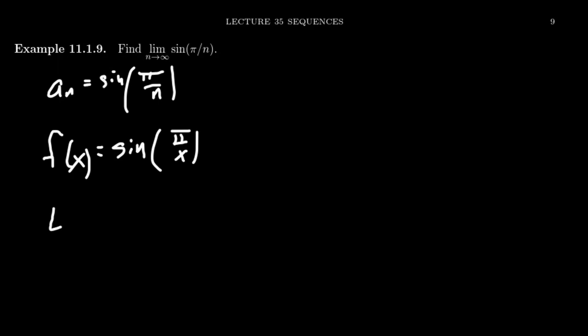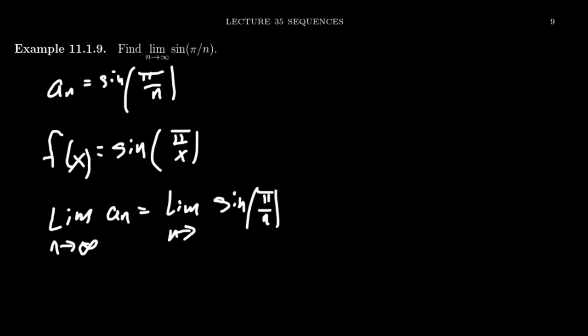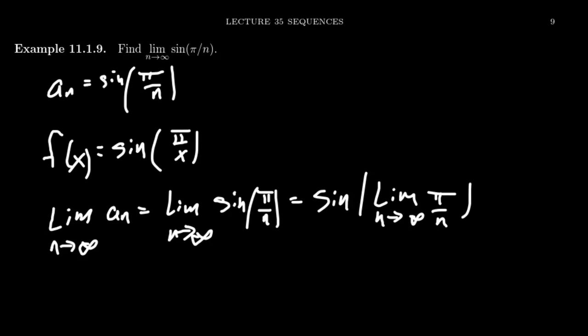The limit as n goes to infinity of a sub n will equal the limit of sine of pi over n as n goes to infinity. We just treat this like we would any other function we've done before. Sine is a continuous function, so we can take it out of the limit process. You have to take the limit as n goes to infinity of pi over n. Now, as n goes towards infinity, you're going to get pi over infinity, which is going to look like zero. So this becomes sine of zero, which itself is zero.